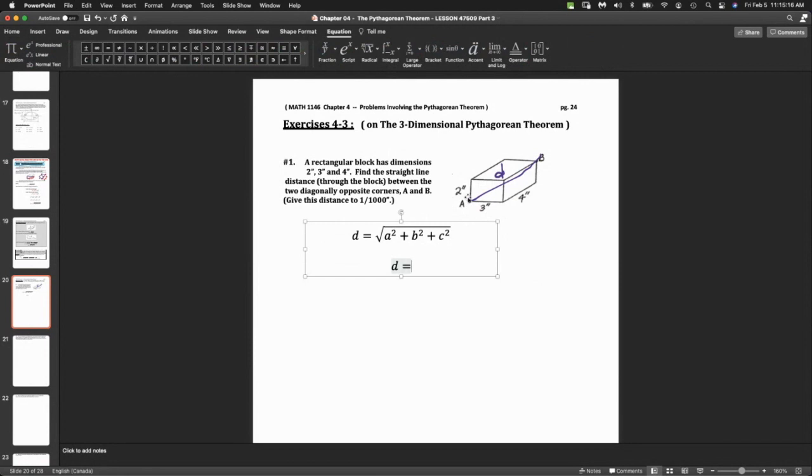And this is what I was getting at with the Pythagorean theorem in the first place. I don't care how you label the triangle ABC or whatever. All I care about is that the longest length, which in this case is D, the diagonal, or in 2 dimensions, the hypotenuse, is the one that has to go by itself. So in this case, we would have 2 squared plus 3 squared plus 4 squared.